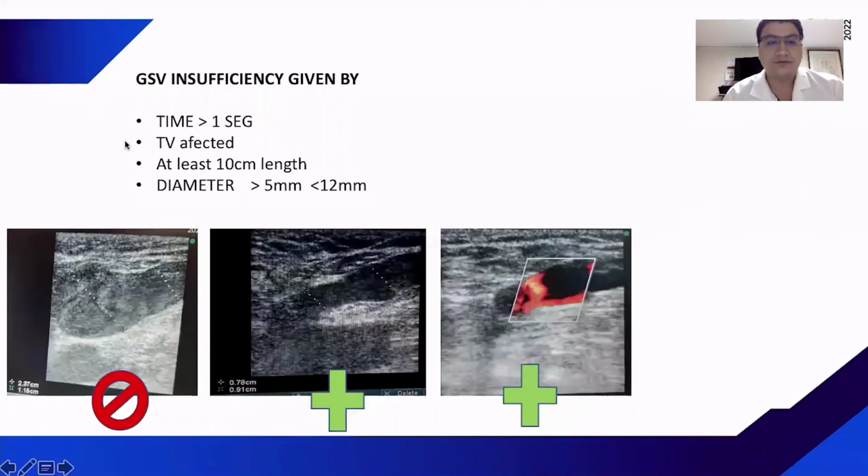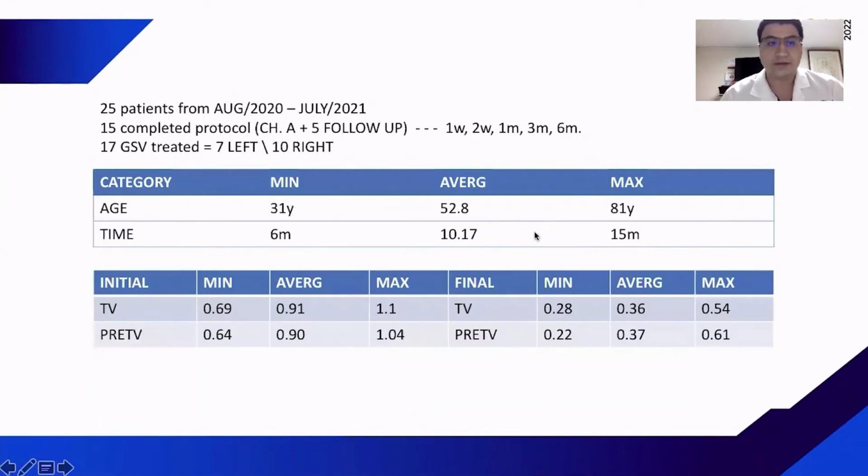Normally, we use this method for patients who have an insufficiency of the GSV of more than 1 second, affecting the terminal valve, and at least 10 centimeters in length, so we can place the catheter very near to the saphenofemoral junction, and with diameters between 5 and 12 millimeters, as described by the Latin American venous treatment guidelines. Beyond 12 millimeters, we normally use thermal ablation or open surgery to treat patients.